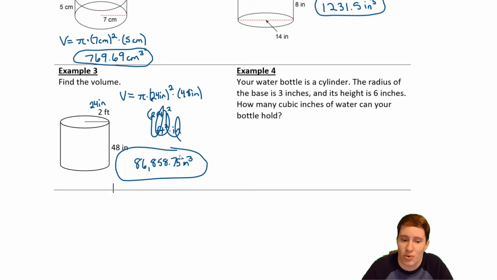All right, example 4 is a word problem. We do have a couple word problems at the end of each of these workbook pages. So let's say your water bottle is a cylinder and the radius of the base you measure to be 3 inches. I just realized that's a really, really big base, but it's fine. You have a really large water bottle because you really like being hydrated, as we all do. So the radius is 3 inches, its height is 6 inches. How many cubic inches of water can your bottle hold?